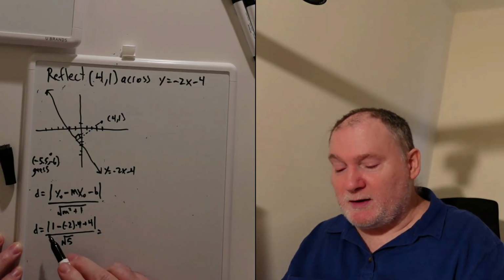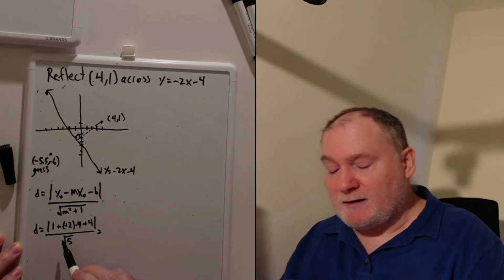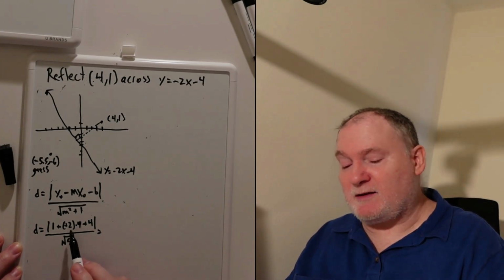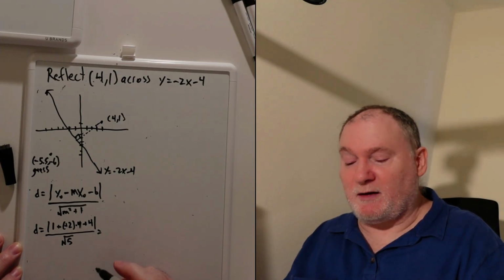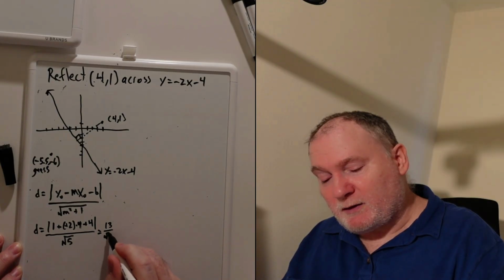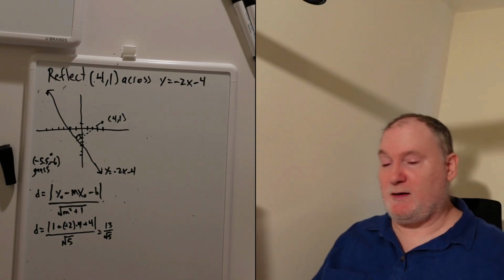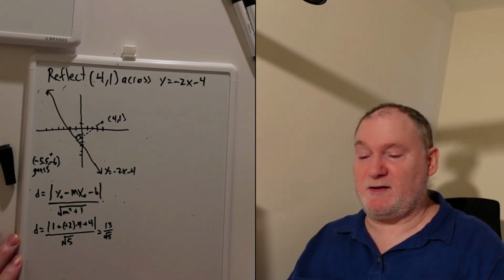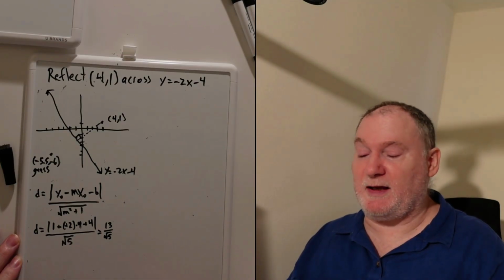So this is equal to 1 minus a negative is plus. So 1 plus 8 is 9. 9 and 4 is 13. The absolute value of 13 is 13. So this is 13 over the square root of 5. You could rationalize it or not. We're going to be using this as a radius for a circle, so it's easier to just leave it like that.